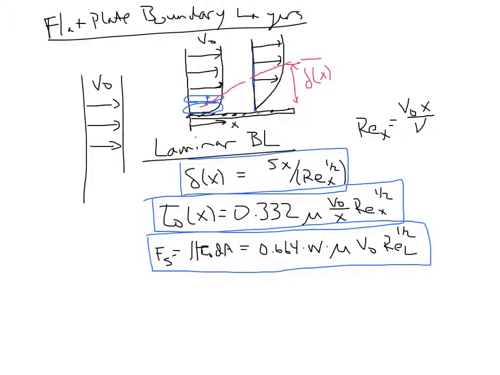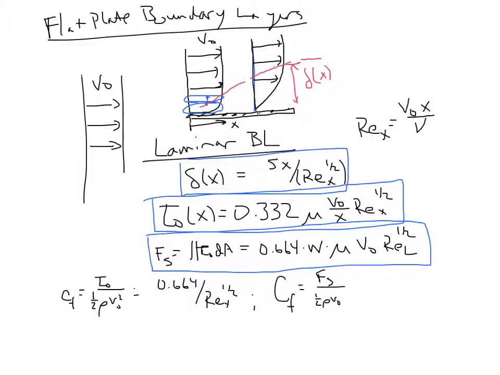Now, one of the things that we'll introduce now is the idea of a coefficient of friction, which is tau 0 divided by 1/2 rho V0 squared, which for the laminar case works out to be 0.664 divided by Rex to the 1/2. And then we can think of the coefficient of friction for the force, which is Fs divided by 1/2 rho V0 squared times the width times the length of the plate, which again for the case of the laminar boundary layer is 1.33 divided by Rel to the 1/2 power.